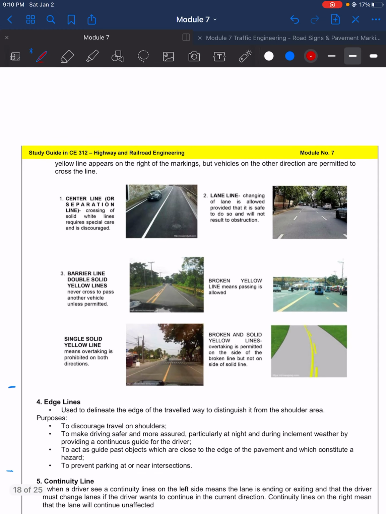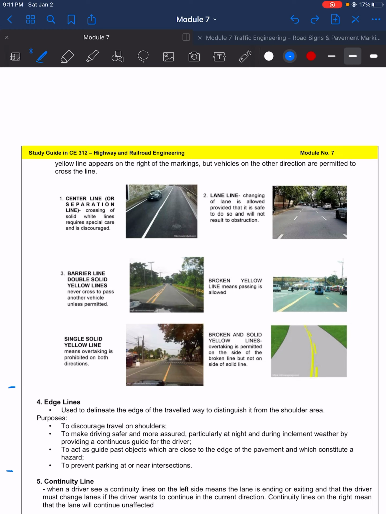So here are the pictures. Here is the center line or the separation line. As you can see, meron siyang solid straight line na yan. Crossing of solid white lines requires special care and is discouraged kasi opposing traffic yan, opposing travel yan. Number 2, we have the lane line. Changing of lane is allowed provided that it is safe to do so and will not result in obstruction. So again, parehas ang direction ng travel dito sa lines na to.